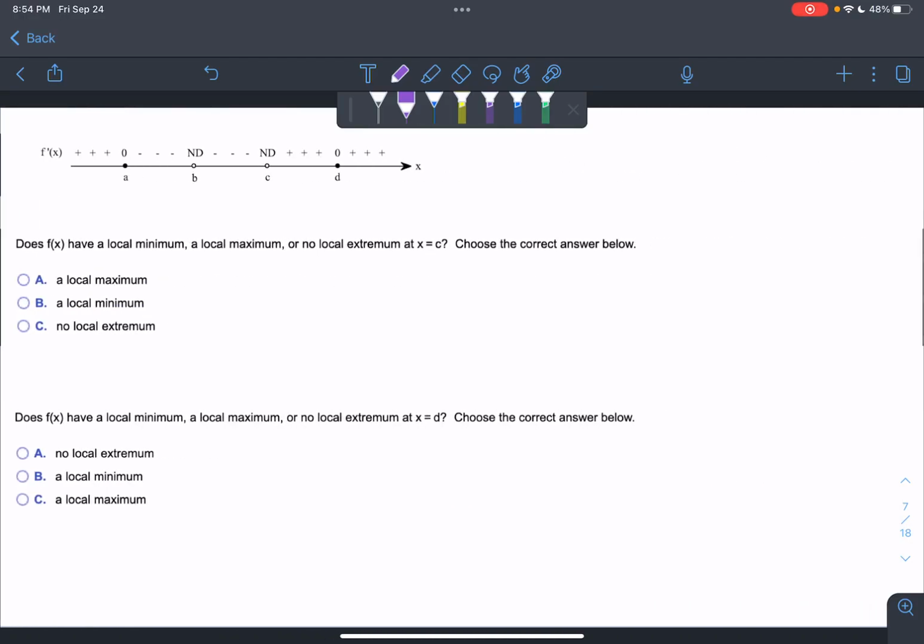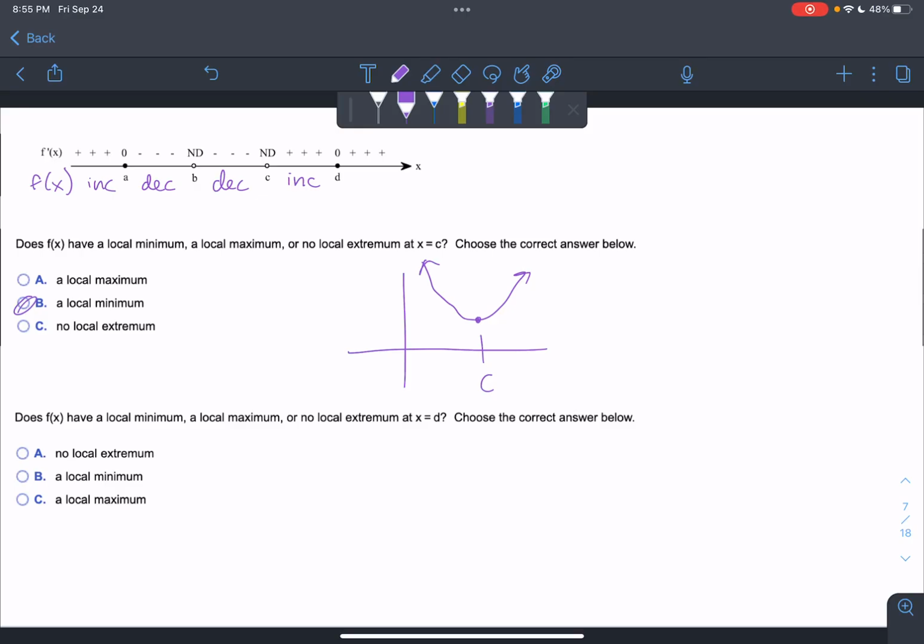All right, now looking at C, let me add in the chart. So positive is increasing, negative's decreasing, and to the right of C we're increasing. So for C, and I'm just giving an approximate graph, we have something that's decreasing, and then at C it starts to increase. So what is this called right here? This is a local minimum, right?